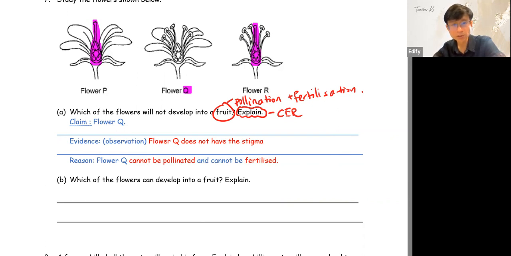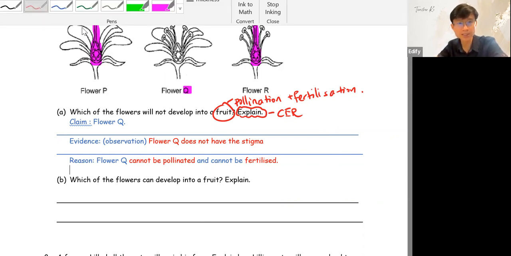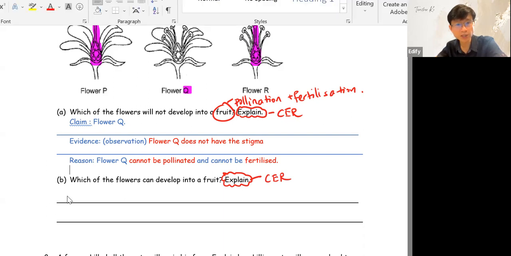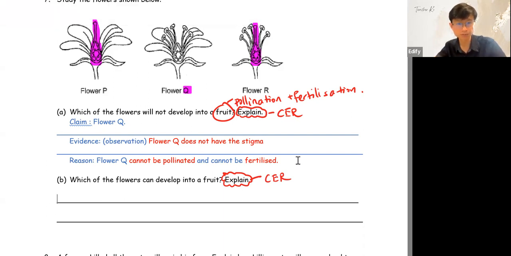Okay. So part B, same thing. Which of the flowers can, right? Instead of cannot develop fruit, now I'm asking for can. And you see this explain. What does explain mean? Yep, it means CER, right? So which one can develop, but the claim will be flowers P and R. Right, so flowers P and R can both develop into a fruit.